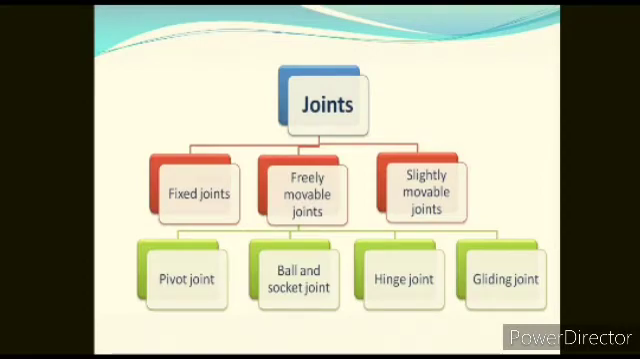As you see in this block diagram, the joints are basically divided into three main categories: fixed joints, freely movable joints, and slightly movable joints. Further, we divide the freely movable joint into four categories. The first is pivot, the second is ball and socket, the third is hinge joint, and the fourth is gliding joint. Let's discuss the types of joints.